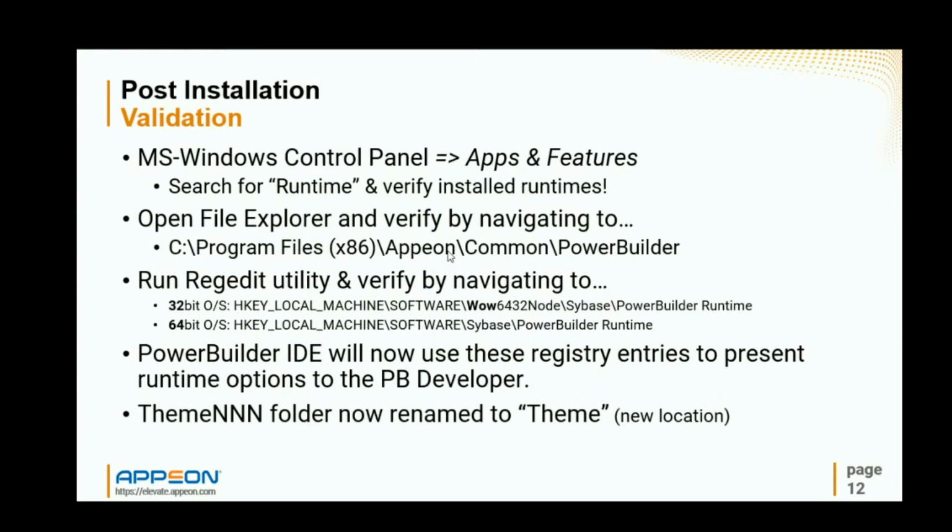And notice that the theme folder has now been renamed as well. Instead of theme NNN, it'll just be theme here. And there's a new location. So if you go to Program Files, x86, Appeon, PowerBuilder 19, which you saw before in earlier revisions of PowerBuilder 2019, there's a new subfolder called IDE, and the new theme folder without the version number attached to it will be underneath that.